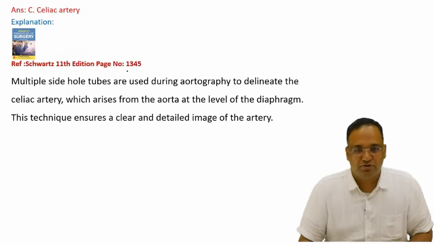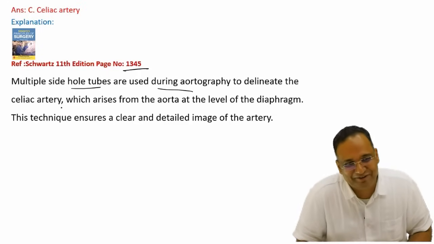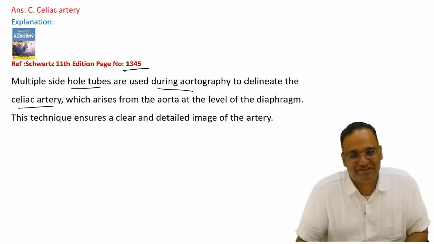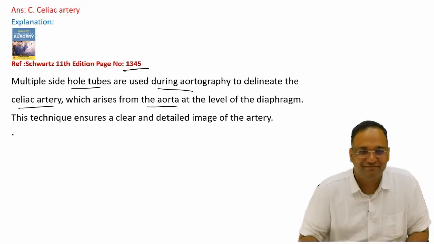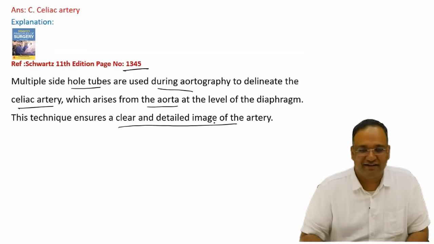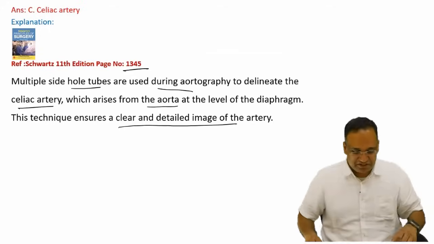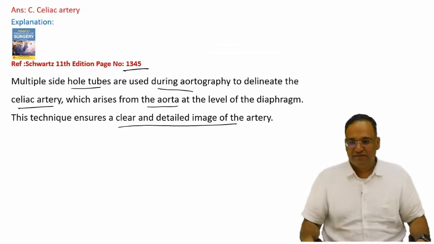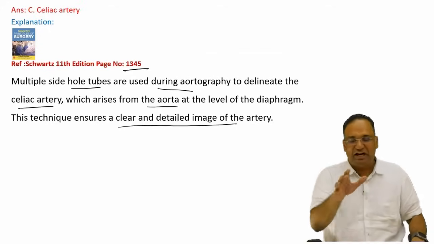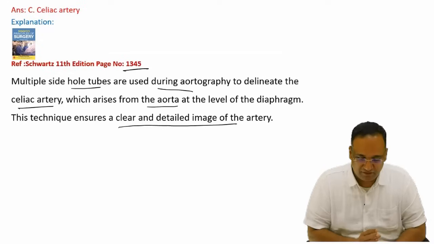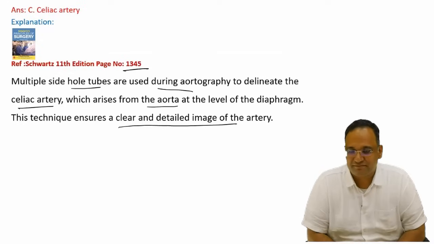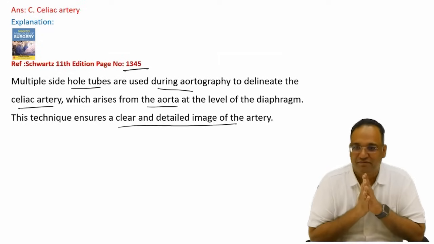Now, 11th edition of Schwartz, page 1345: multiple side hole tubes are used during aortography to delineate the celiac artery, which arises from the aorta at the level of the diaphragm. This technique ensures clear and detailed imaging of the artery. See the question, see the explanation in Schwartz. In the master class this time I did it in detail on Schwartz. 1.5 years I was taking the class for the master class. Word to word, sir. You appreciate now. Word to word.